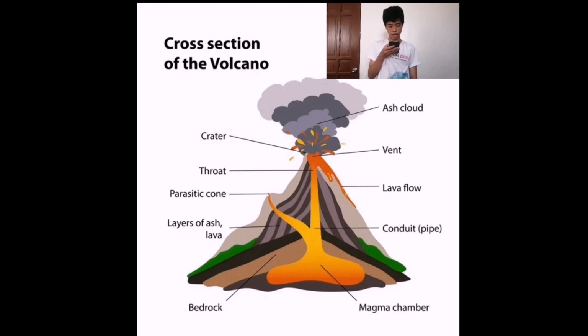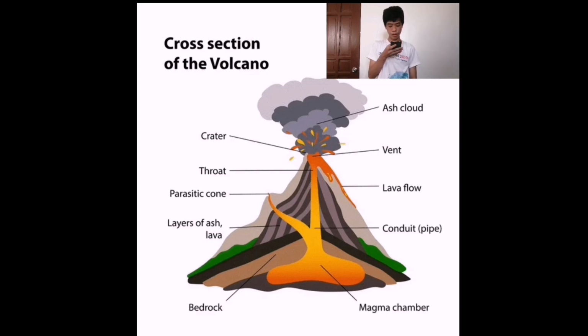The third part of the volcano is the vent. This is the opening in the earth's surface through which magma, ash, and gas are ejected. Vents can be large or small, and they can be located at the top or sides of the volcano.